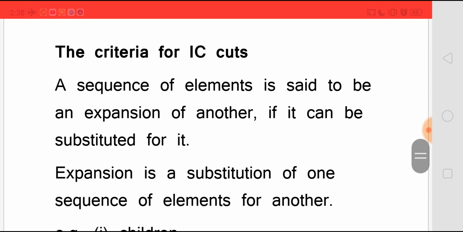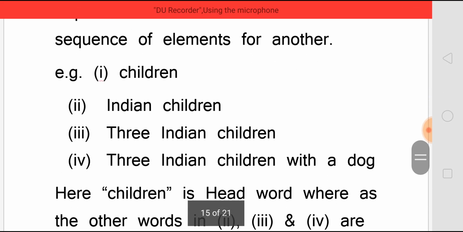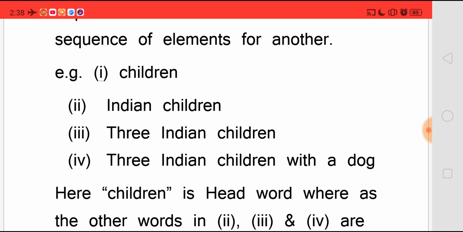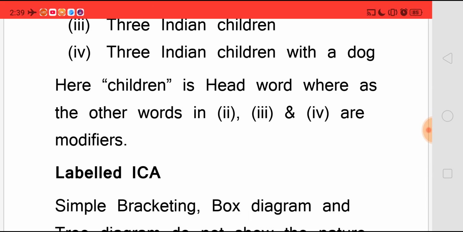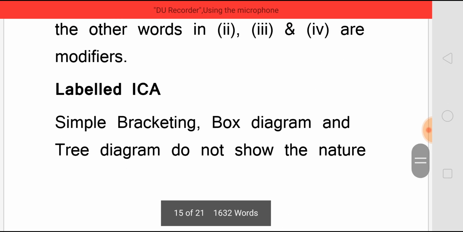A sequence of elements is said to be an expansion of another if it can be substituted for it. Expansion is a substitution of one sequence of elements for another. For example, children, then we say Indian children, then 3 Indian children, and 3 Indian children with a dog. Here, children is the head word, whereas the other words in the second, third, and fourth are modifiers.